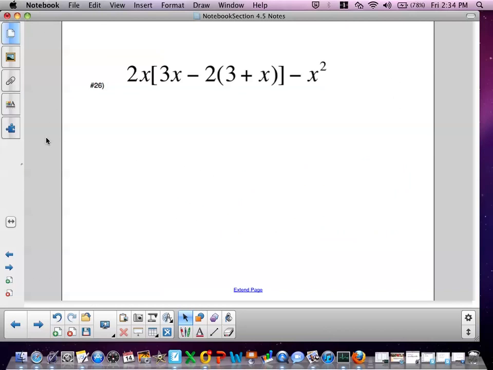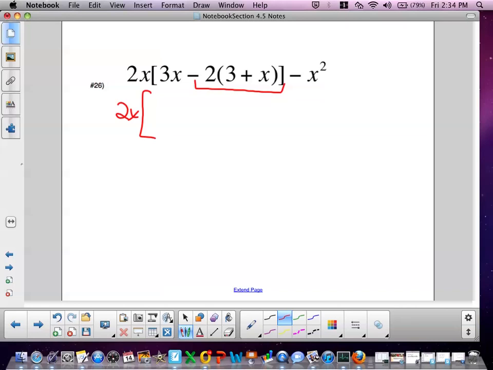Number 26, I have more things here in this polynomial, so you may not be sure exactly where you start. Scan and come to the innermost portion of the polynomial, and that would take you right here. So let's distribute the negative 2 to the 3 plus x. So just simply recopy 2x, open up a bracket, recopy 3x, and now let's use the distributive property. Negative 2 times 3 is minus 6. Negative 2 times positive x is minus 2x. Close the bracket and then just simply recopy the minus x squared.